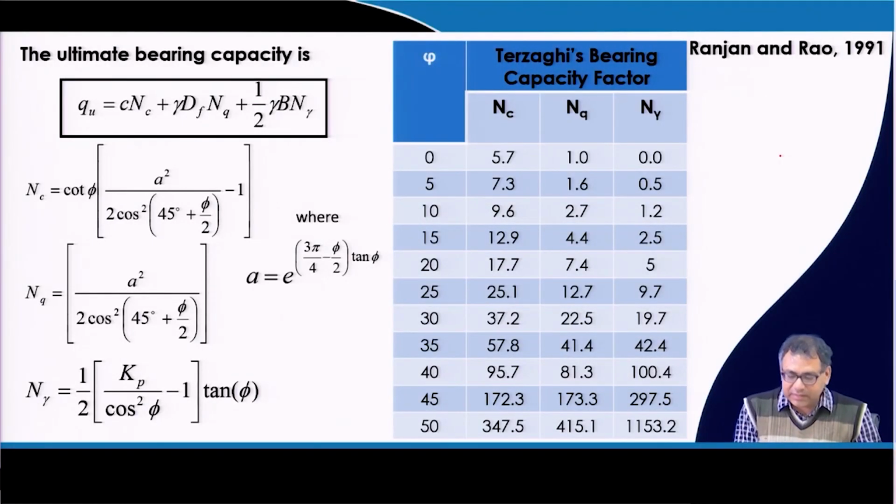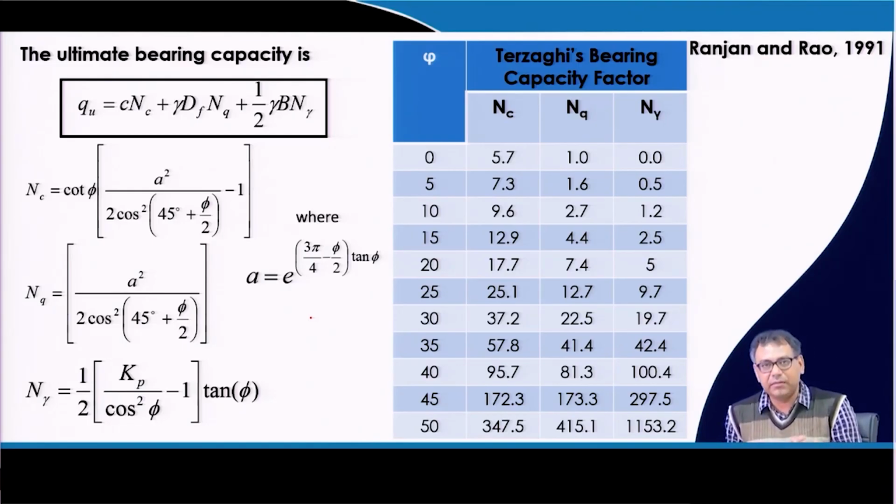So, finally this expression is proposed: the ultimate load carrying capacity of the foundation is cNc + γ Df Nq + ½ γ B Nγ, where Nc, Nq and Nγ are the bearing capacity factors that can be obtained by these equations. Here Nc, Nq and Nγ are functions of φ, the friction angle of the soil, and c is the cohesion of the soil.